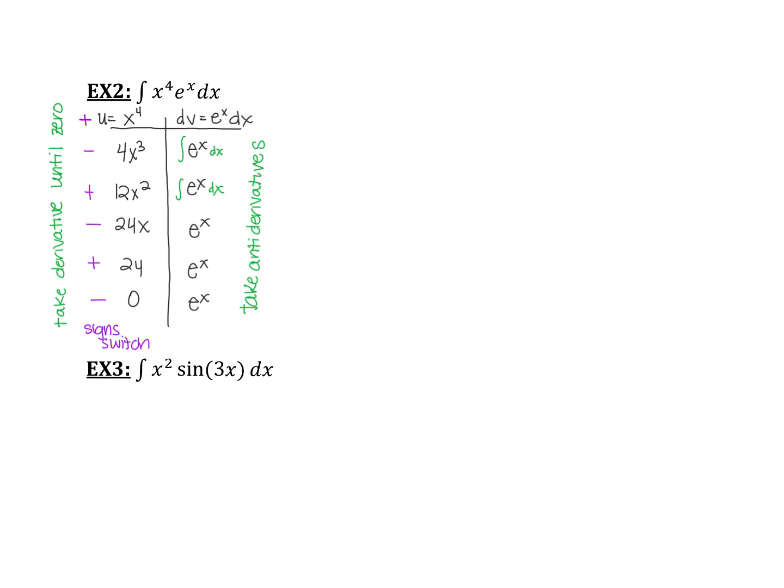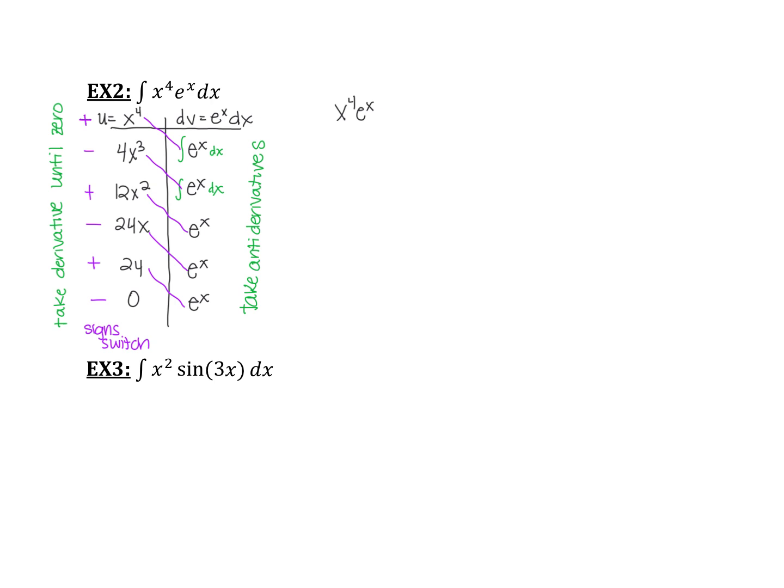And then what I'm going to do, just for visual purposes, is take these diagonals, okay? I'm ignoring the 0 because obviously if I multiply 0 by anything, it's going to be 0. And I'm going to multiply these two terms together. So I have a positive x to the fourth e to the x.